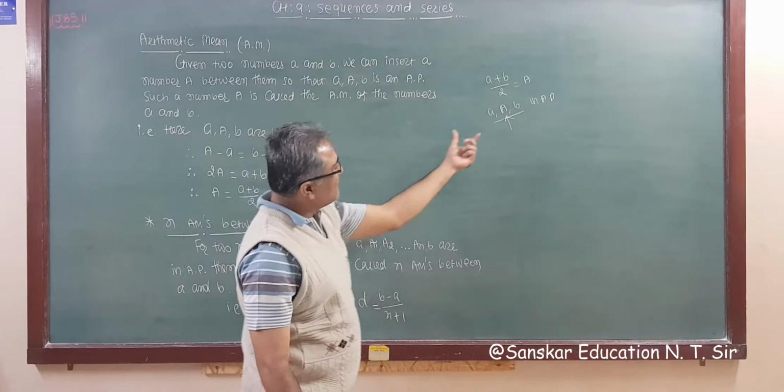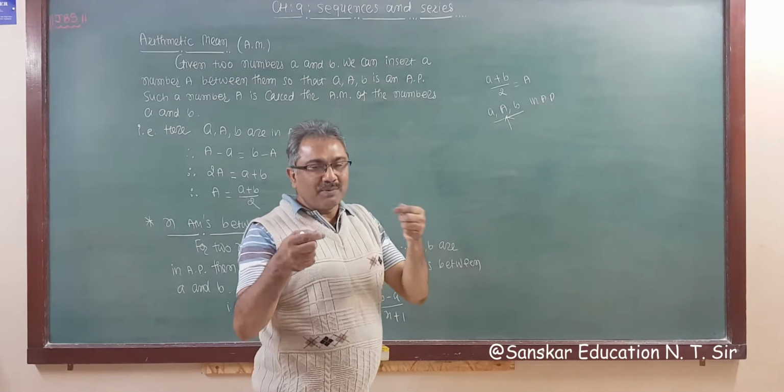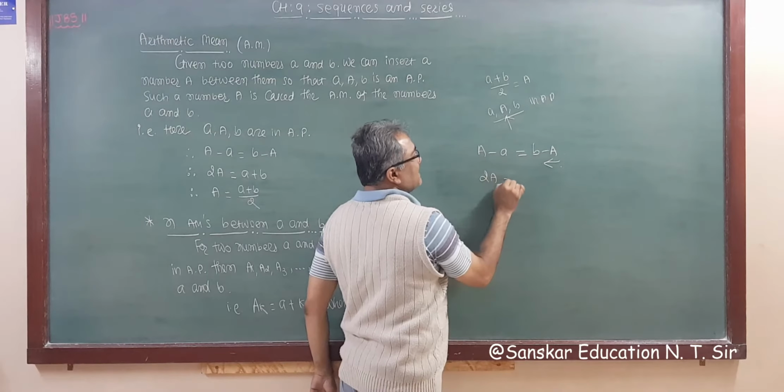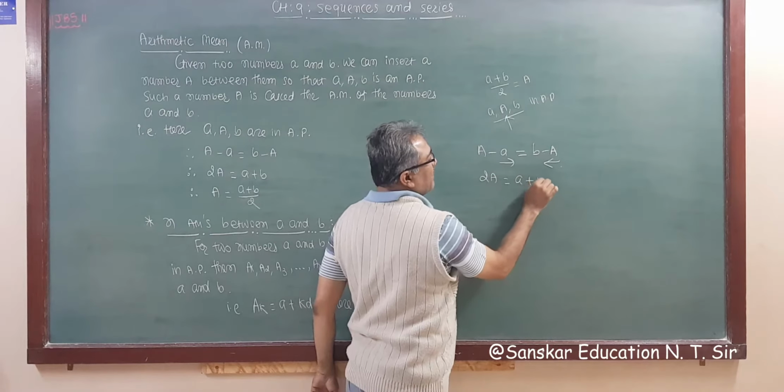So if a, A and b are in AP, then the differences of consecutive terms are equal. That is, the difference of these two terms: A minus a, the right hand side term minus the left hand side term, is equal to the difference b minus A. So we get b minus A. Taking A to the left, twice A is equal to, taking a to the right hand side, a plus b. So capital A is equal to (a plus b) by 2.